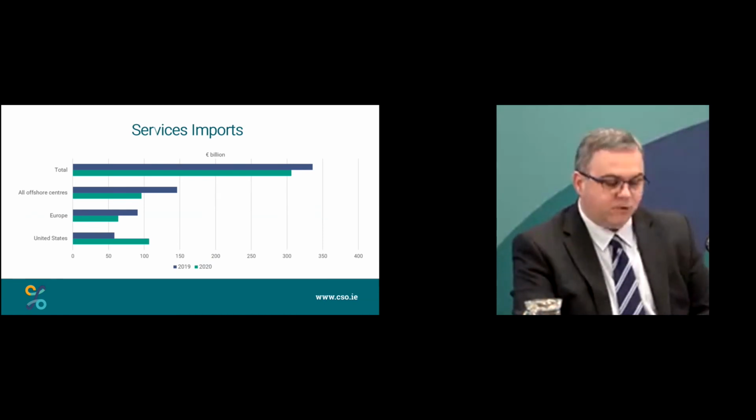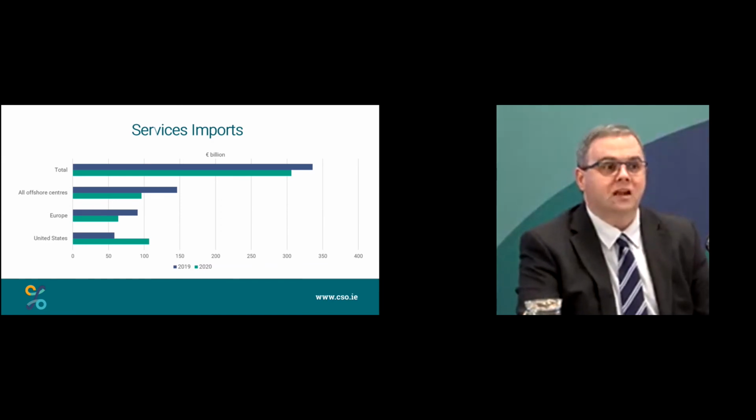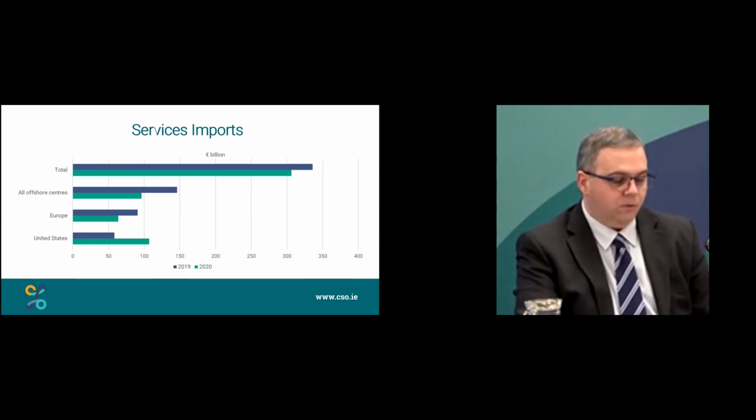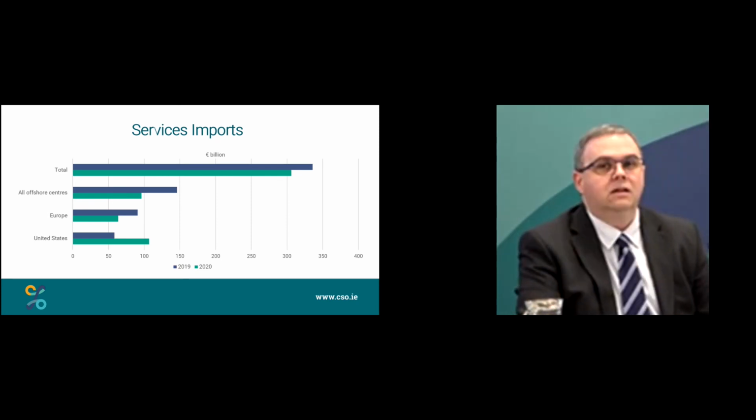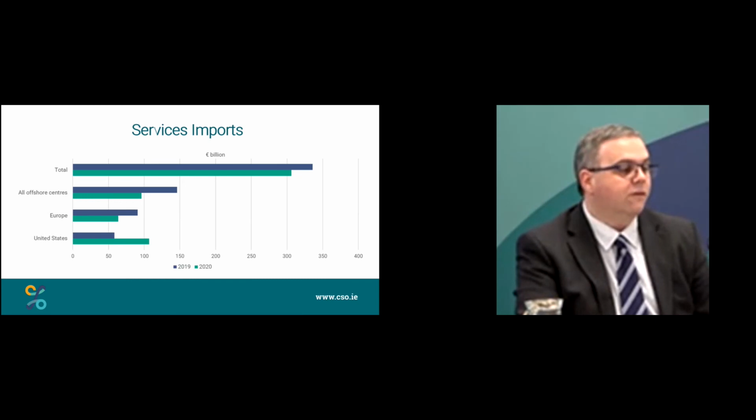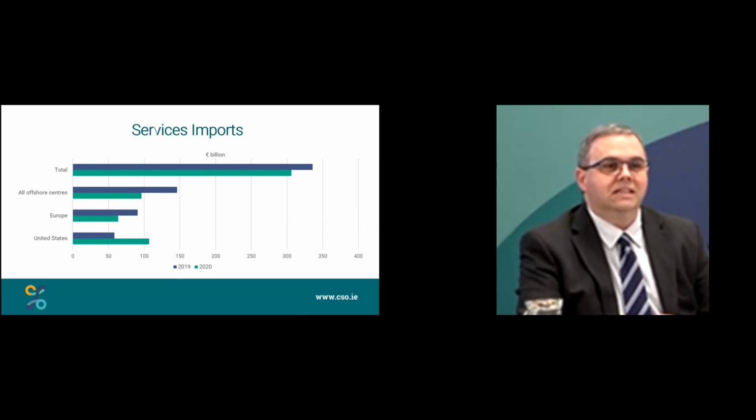The service imports first. Our annual International Trade and Services release gives much more detail on our services, including by NACE and by geography. So looking at the figures from the most recent release, we can see that our total services imports have decreased from 19 to 20, but we're seeing bigger decreases in offshore centres and in Europe, while there's the large increase in imports from the US. So we can see that it's not a change in imports as such, but just a change in where these imports are coming directly from.